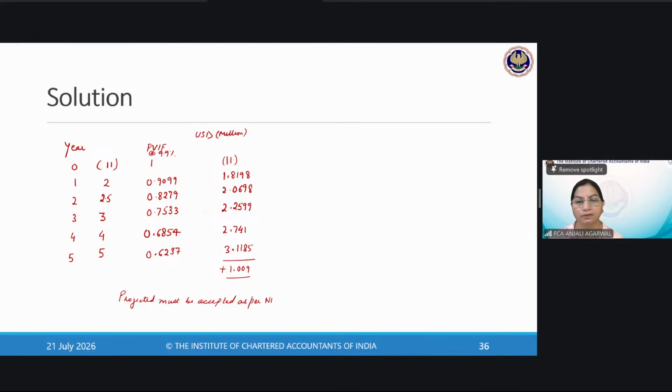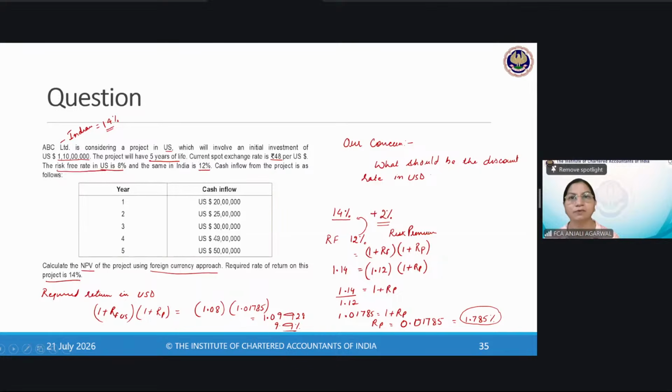Okay. So this is nothing but a question being solved using a foreign currency approach and using a home currency approach. Had it been home currency, we would have to convert all the cash inflows of the next 5 years into the Indian rupee first using the forward rates and then apply the 14% discount rate or rate of return to calculate the net present value. Okay. We have further time. We'll take up one more question.